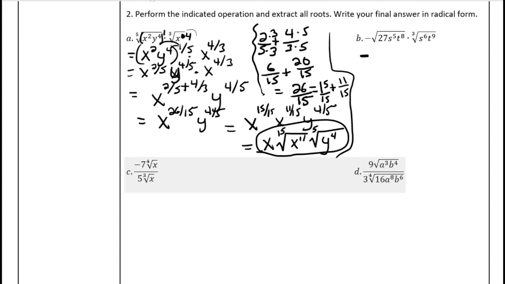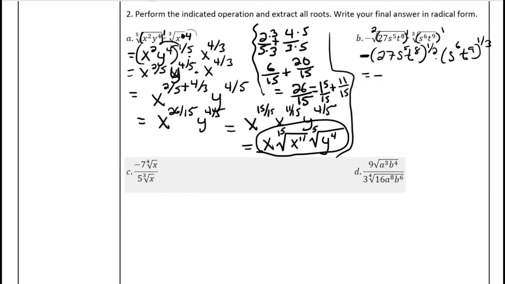Now we're going to rewrite this in terms of exponents. So we have 27 s to the 5th t to the 8th. The whole thing has a power of 1, and then we have an invisible index of 2 here, so it's going to be 1/2 power. And then same thing here, s to the 6th t to the 9th. You can think of the whole thing as having a power of 1, and then 1/3 because the index is 3 there.